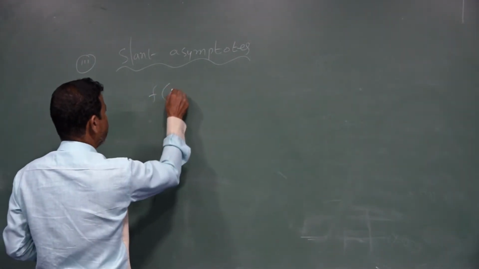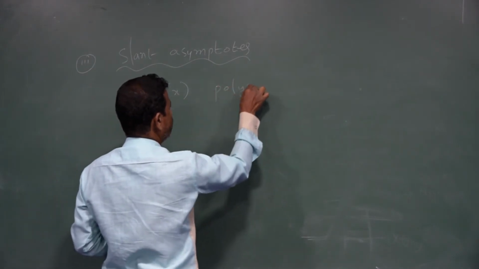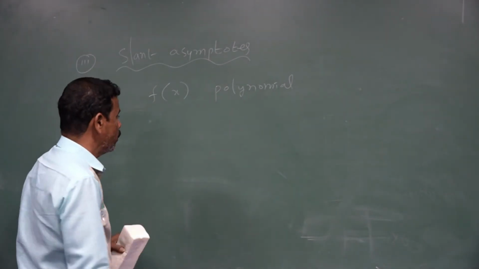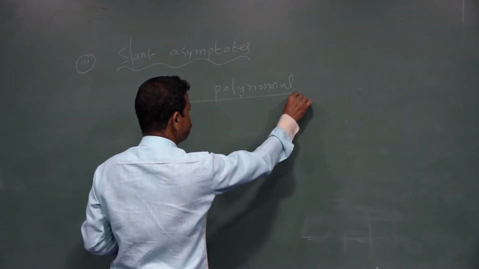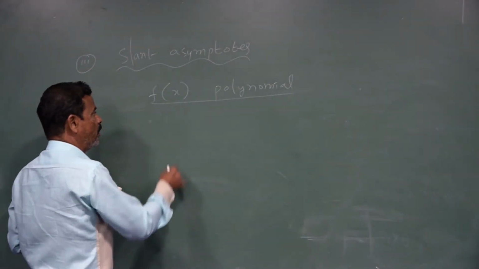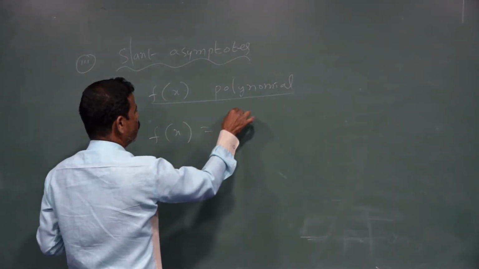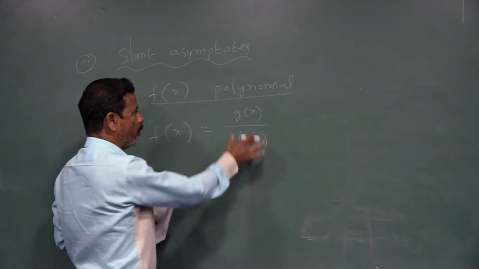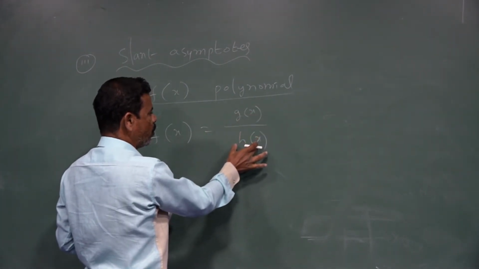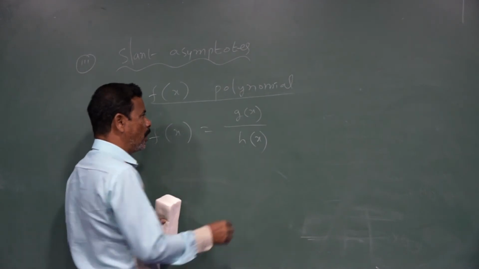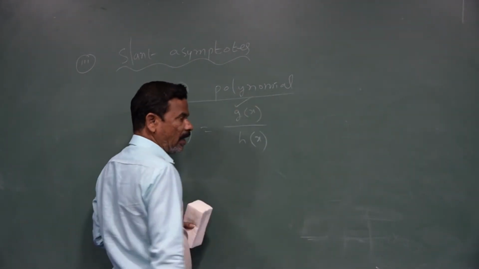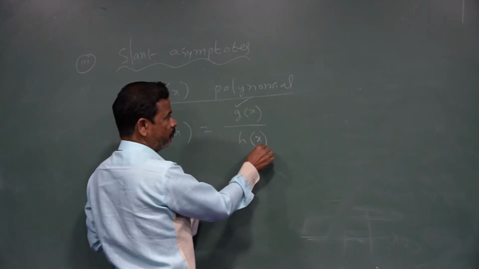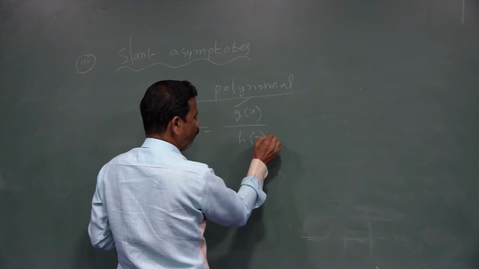Suppose f of x is a polynomial function. So this polynomial function, in a rational function, f of x is taken as g of x by h of x, suppose. So above, g of x is also a polynomial, h of x is also a polynomial. Now g of x polynomial degree and h of x degree.